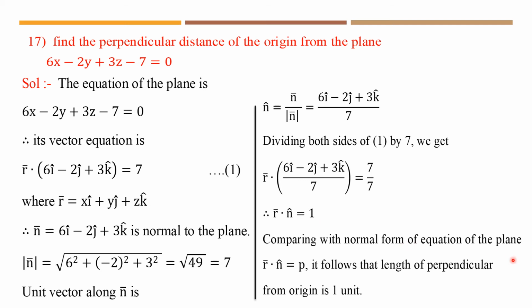Comparing with the normal form of the equation of the plane, that is R vector dot n cap equal to P, we get P equal to 1. That is, it follows that the length of the perpendicular from the origin is P equal to 1 unit.